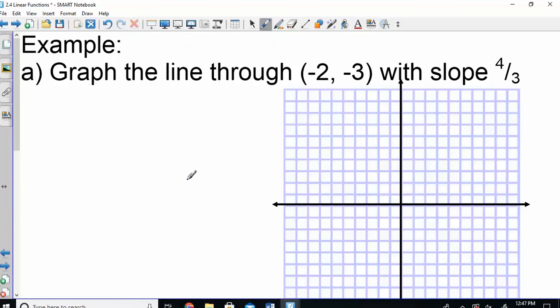If I give you a point and a slope, do you know how to graph your line? What do you do first? We don't even need the equation. I mean, we will write the equation later on, but not today. If I just want the graph, I gave you a point. So I start there, negative 2, negative 3. And then my slope is 4/3, so that's up 4 and over 3.